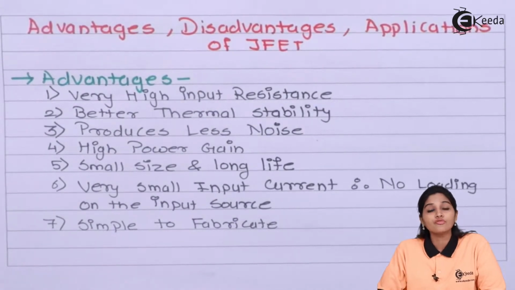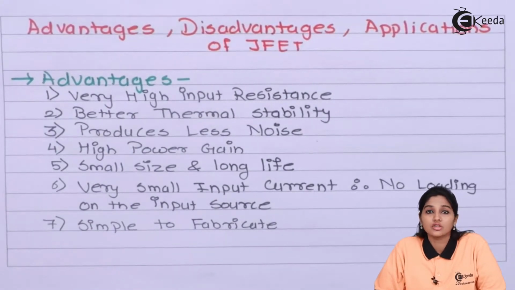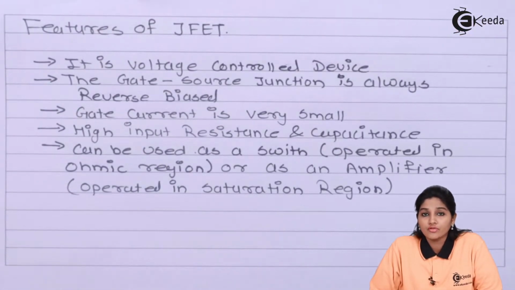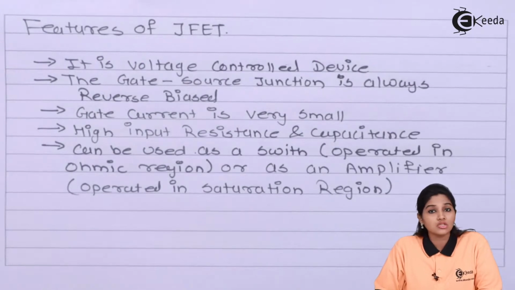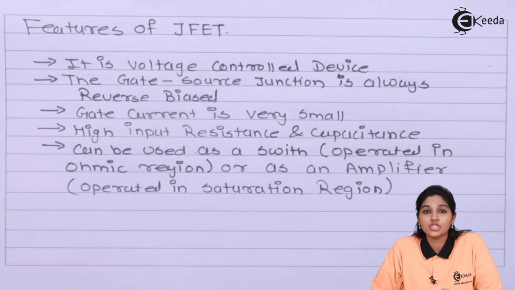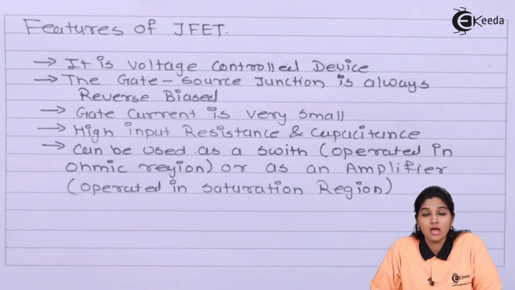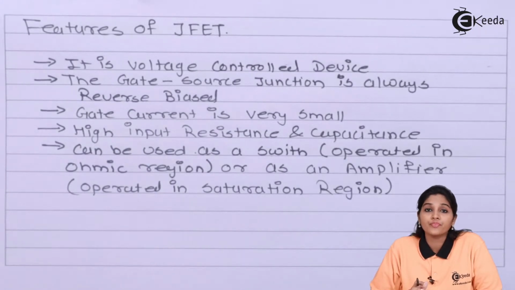Now let's see some of the features of FET which distinguish it from BJT. The first and most important feature of FET is that it is a voltage control device. We know that in case of BJT, the base current, that means the input current, controls the output current, output voltage and power, and therefore it is called a current control device. But in case of FET, the gate to source voltage, that means the input voltage, controls the output current, that means the drain current. And because of that, the FET is called a voltage control device.